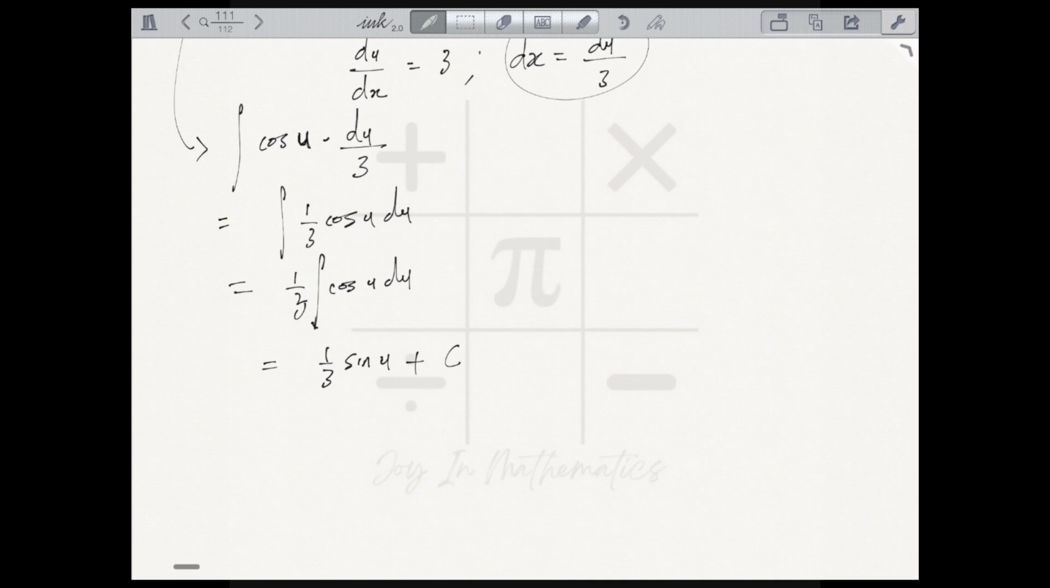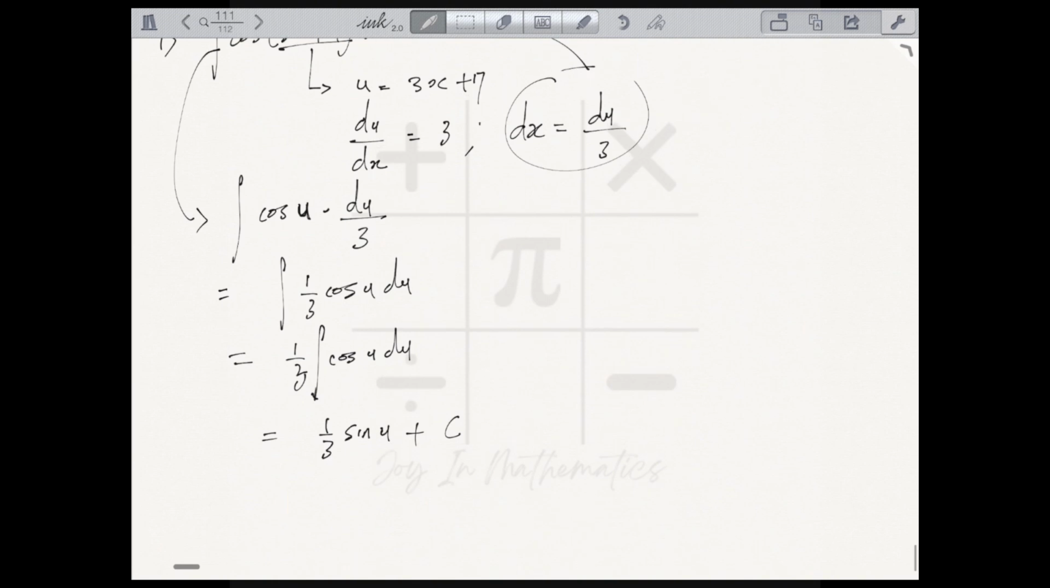Now, with this done, we substitute back our u. Our u is 3x + 7. Then we substitute it back, and we have 1/3 sin(3x + 7) + c.